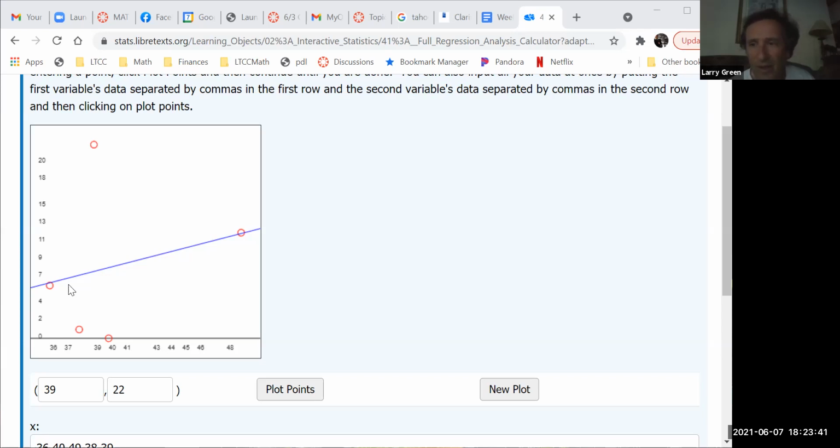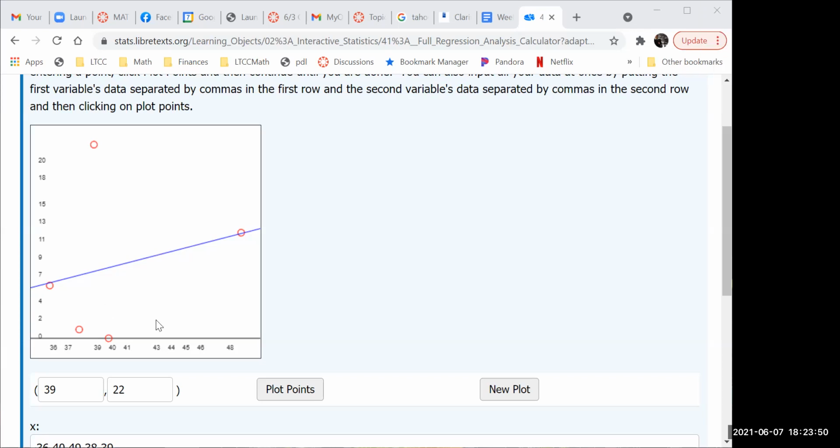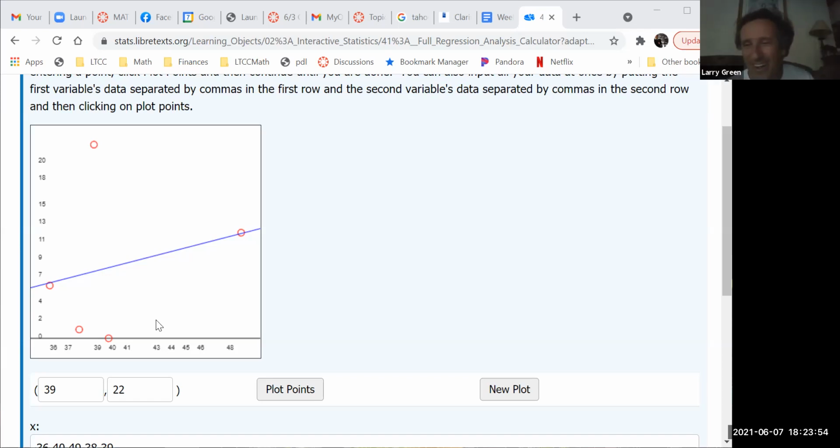Do you remember? Maybe it's been a while since you had algebra, very basic algebra. Remember the y-intercept? Where it crosses 0? Where it crosses the y-axis. Okay, where it crosses the y-axis.